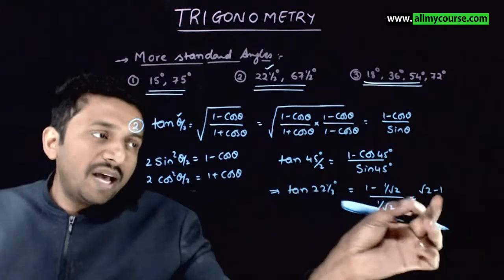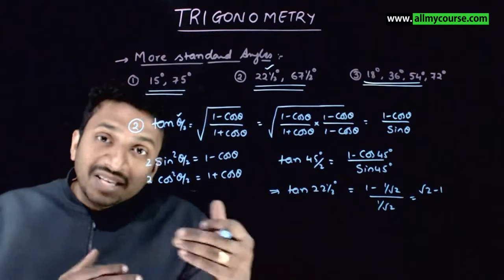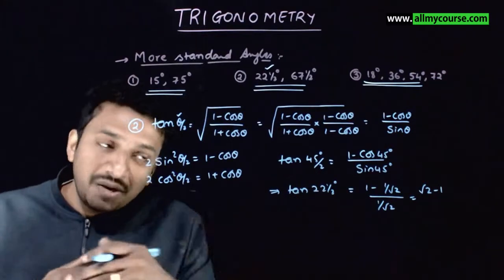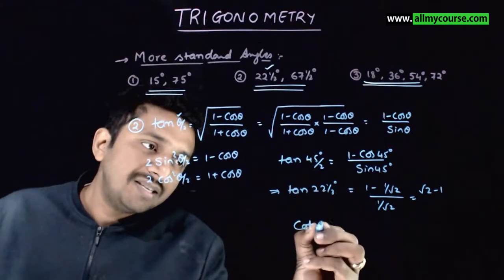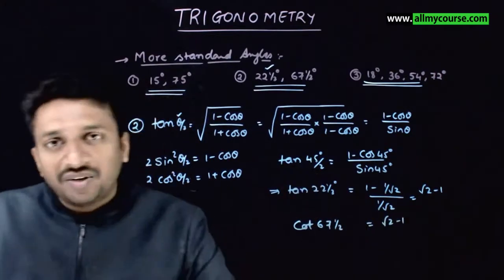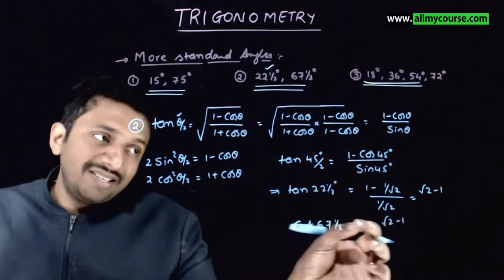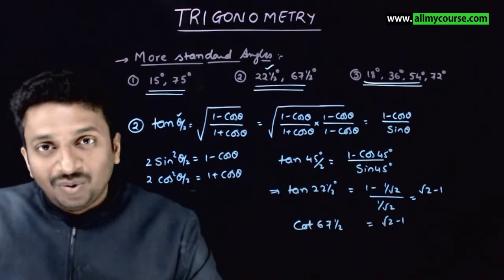So tan 22.5 is root 2 minus 1. And tan 22.5 is the same as cot of 90 minus 22.5. This is cot 67.5, which is also equal to root 2 minus 1. So tan 22.5 is root 2 minus 1, and cot 67.5 is also root 2 minus 1.